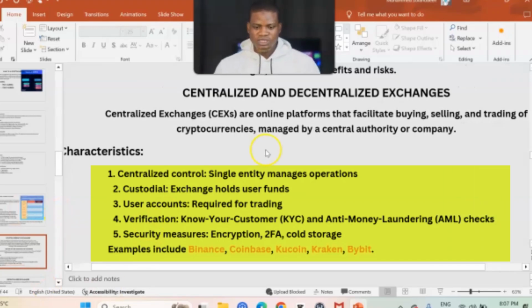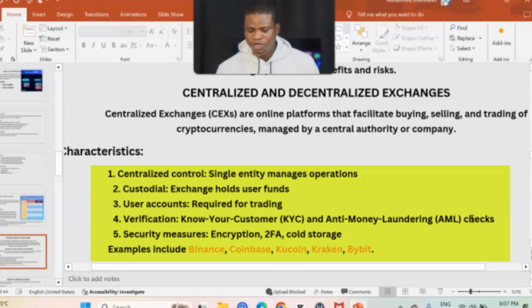Centralized control, single-entity managed operation, meaning a company is managing the operation. Custodial, which means all your funds are with them, just like we have in custodial wallets. User account: they require you to open an account with them. You do KYC, you do all these things. Verification: know your customer, which is KYC, and AML, anti-money laundering checks. You have to put in your personal details to be able to do KYC, to be able to use this kind of exchange.